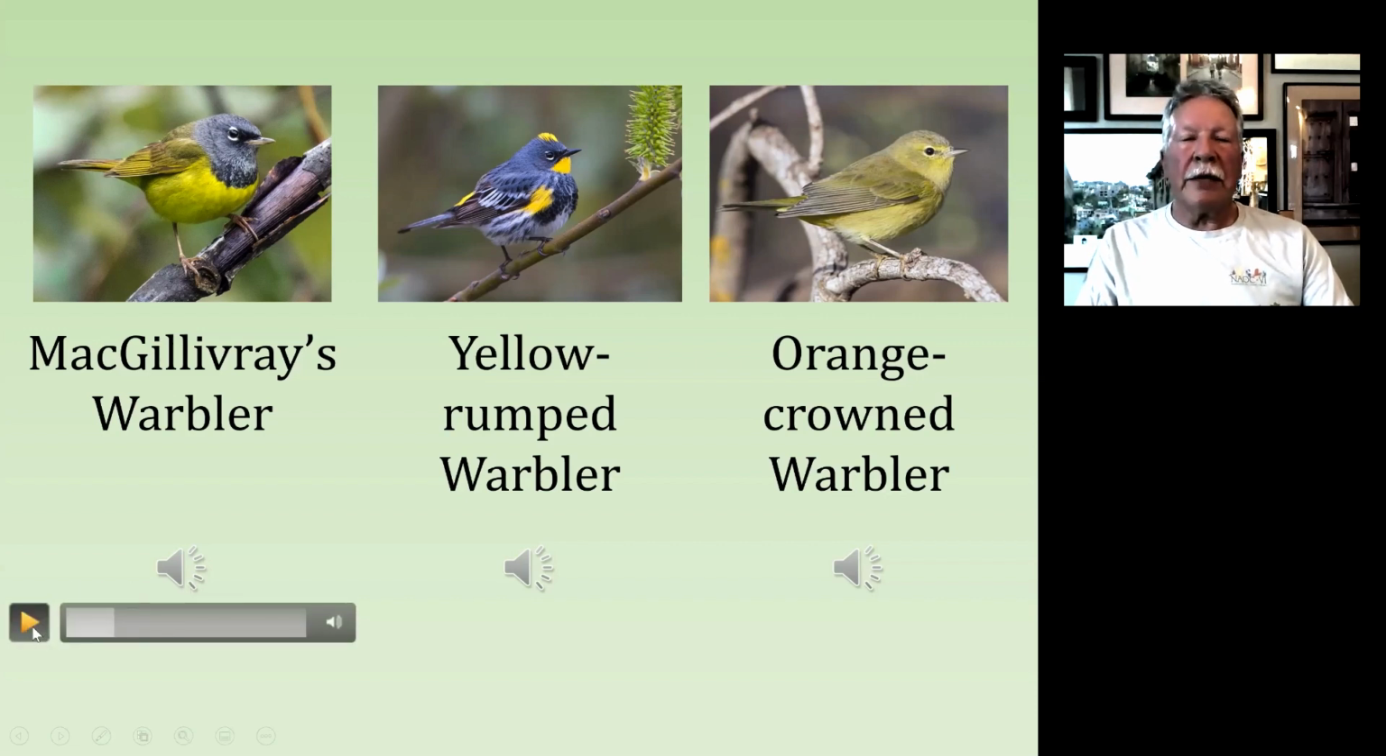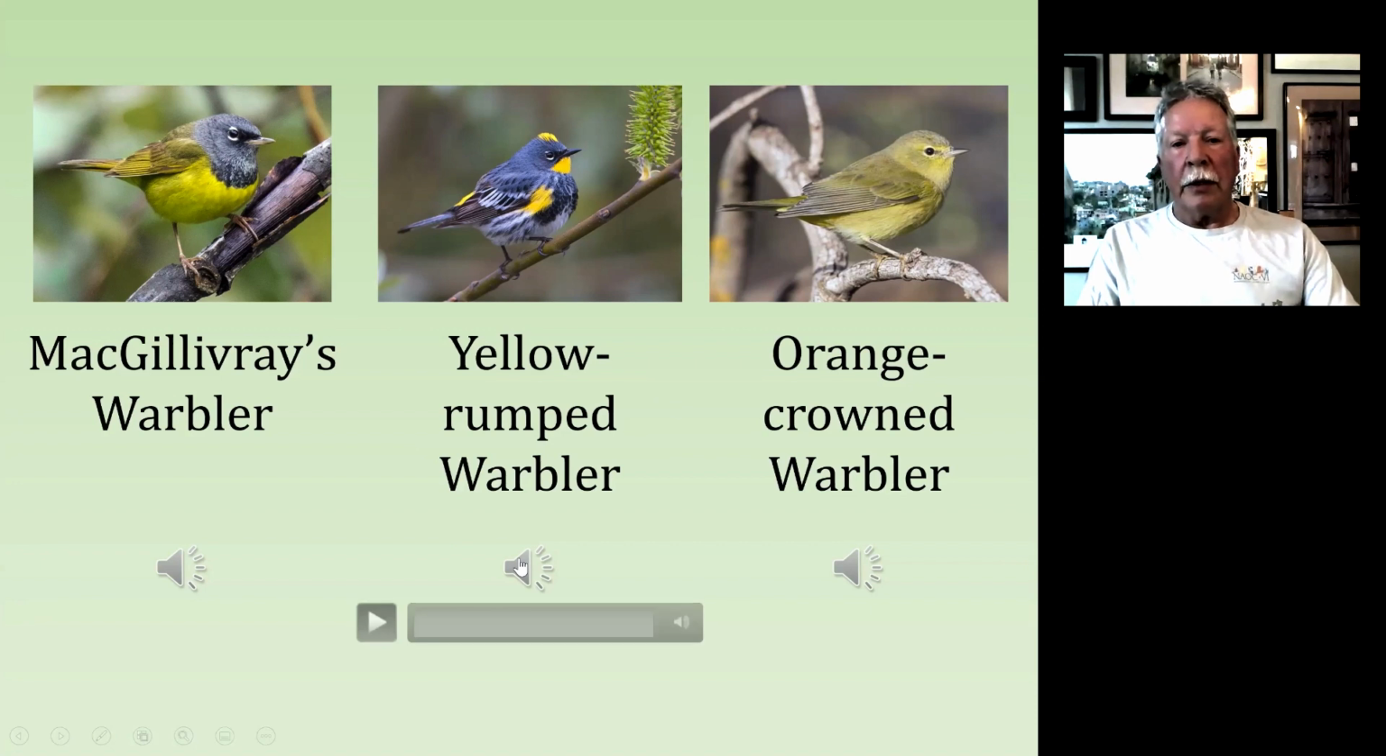So again, it still has that two-part song, two little phrases, but a lot more punch in the individual notes. We'll play Yellow-rumped again.